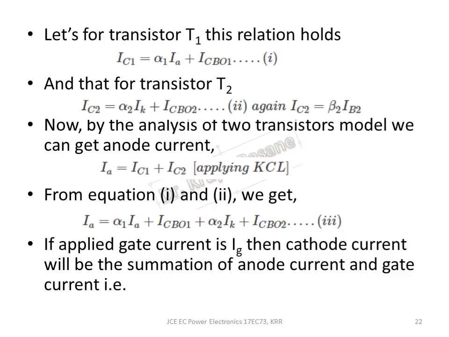If the applied gate current is Ig, then the cathode current will be the summation of the anode current and the gate current. So I have already told you that the cathode current is the one which is coming out, the anode current is the one which is entering, and the gate current is also entering. So the two entering currents will give you one cathode current, IK equal to IA plus IG. So in our equation I can substitute for IK as IA plus IG.